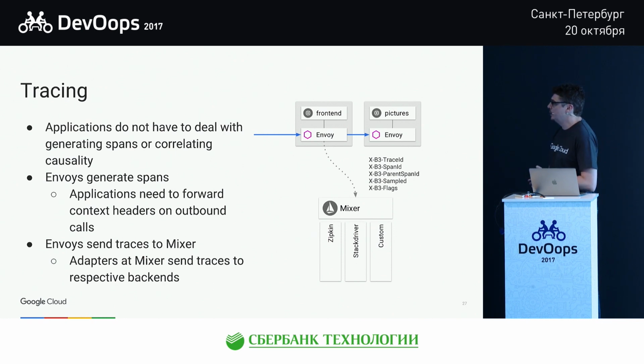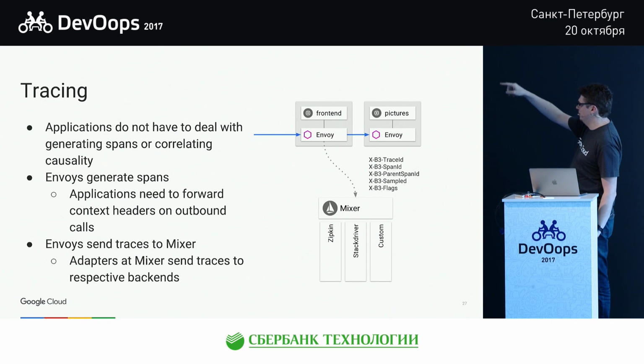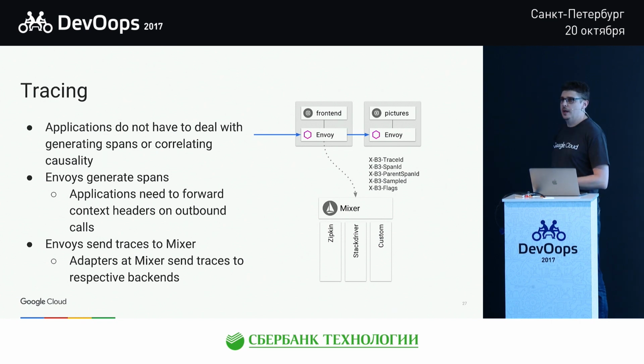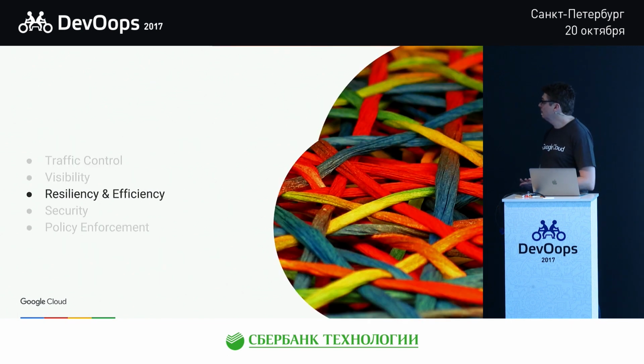Tracing is similar. We don't have to worry at the application level about generating tracing spans. The applications just send a little bit of header information, which is provided there by Envoy. The mixer takes that and sends that off to a tracing backend. So again, Zipkin, the open source distributed tracing, Google's Stackdriver tracing, or any other custom backend that you'd like.